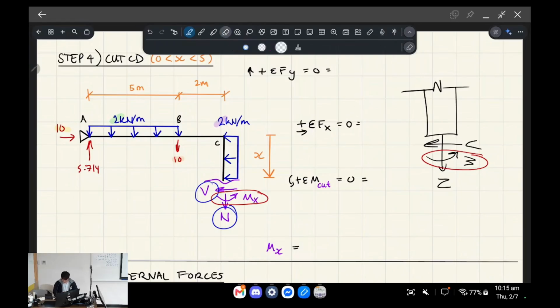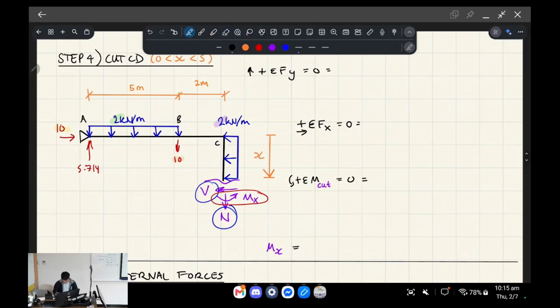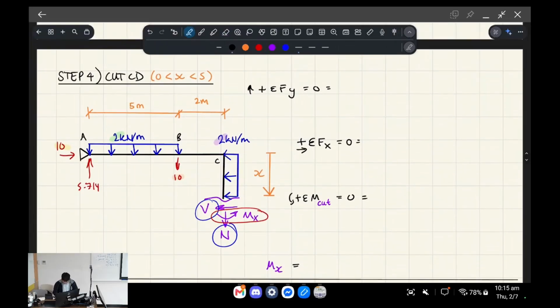I'll show you what this looks like in the bending moment diagram later, but the idea is that the internal moment, we consider this as continuous around the corner. We consider the bending moment continuous around the corner. Okay, so let's start with the axial force.